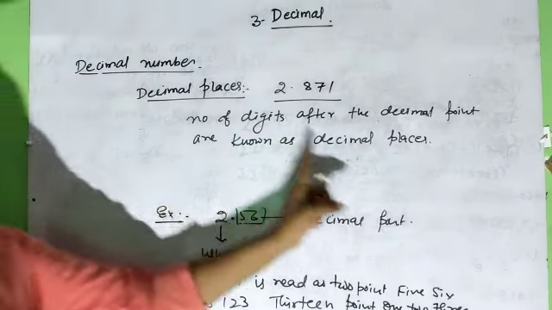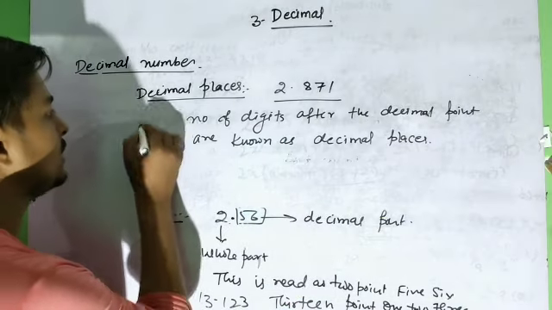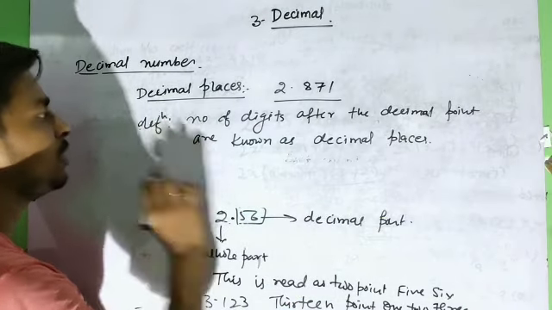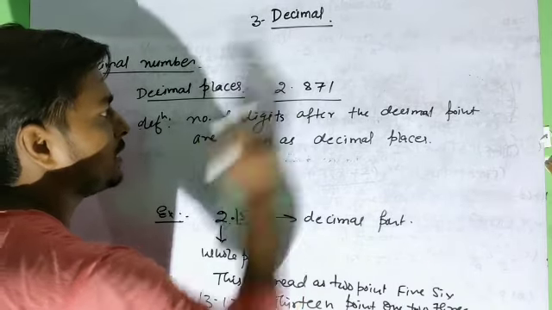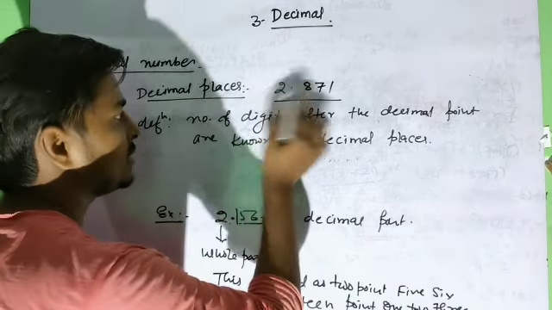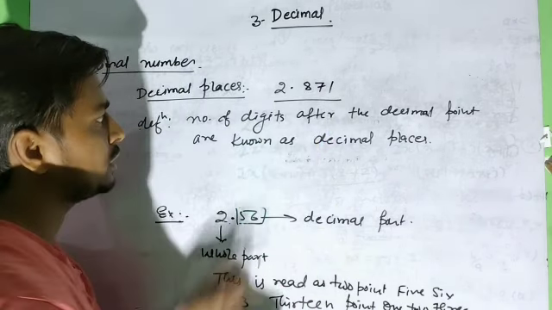The number of digits after the decimal point are known as decimal places. This is the definition, you can say. So here, this is the decimal number. So the decimal places means we have to count after the decimal point. So this is the decimal point.